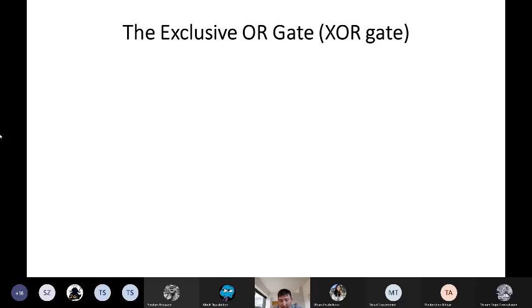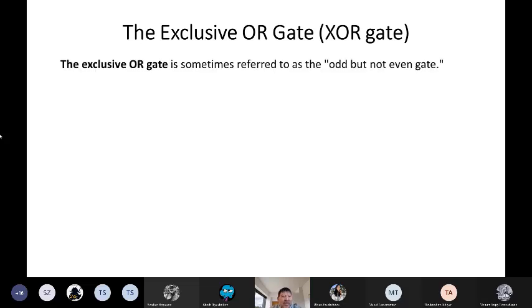Okay, but the next one is a little bit tricky, but you should just understand and it will be easy to work with. We call it the exclusive OR gate, or in shortened version we just say XOR gate. So what is exclusive? The exclusive OR gate is sometimes referred to as the odd but not even gate. How do you understand odd? What does it mean, odd?